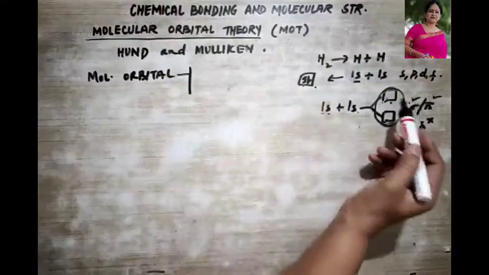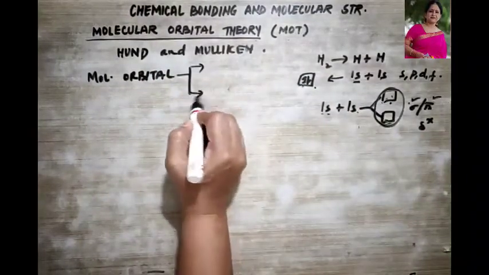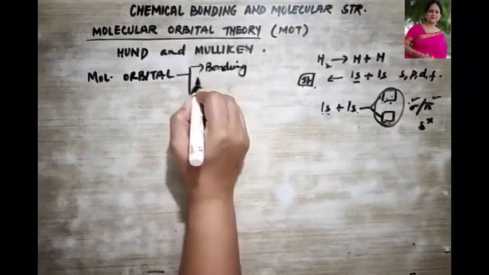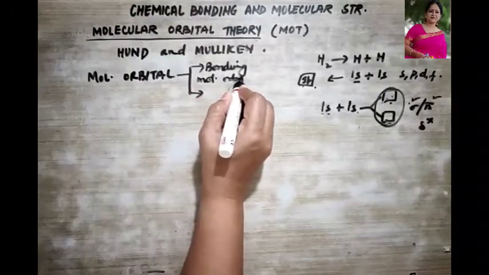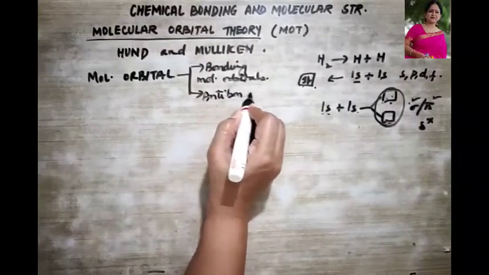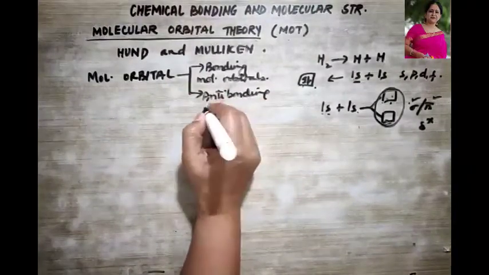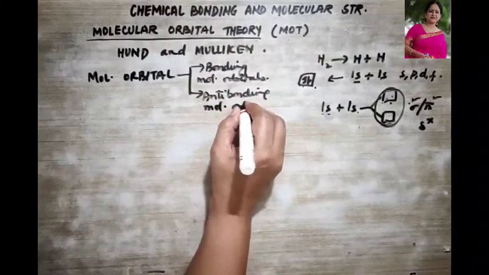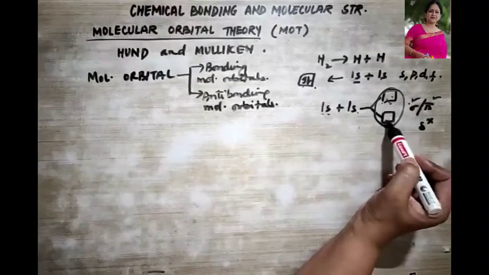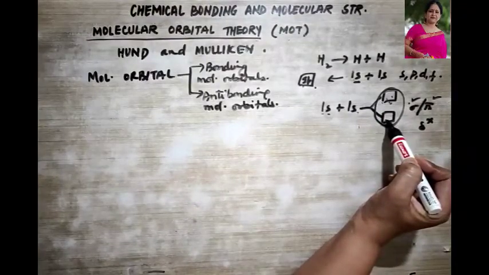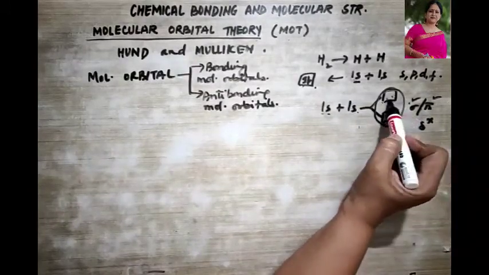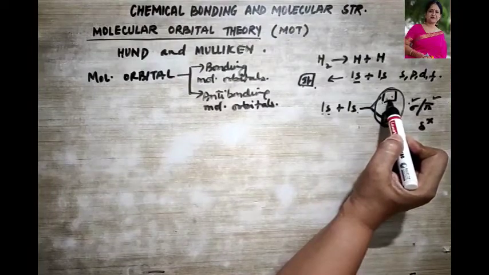Now, further, the molecular orbitals are of two types. As I told you, they are of two types. What are they? They are bonding molecular orbitals and anti-bonding molecular orbitals. Clear? So what did I say? These molecular orbitals are either bonding molecular orbitals or anti-bonding molecular orbitals.